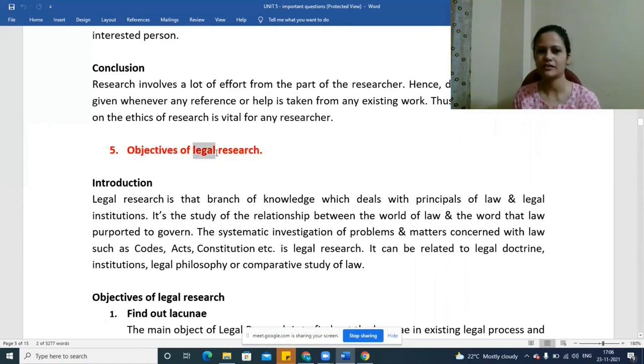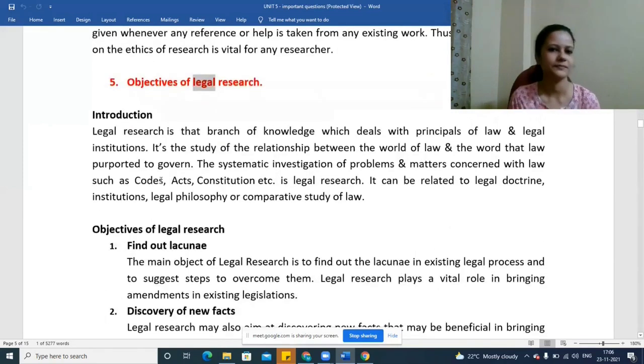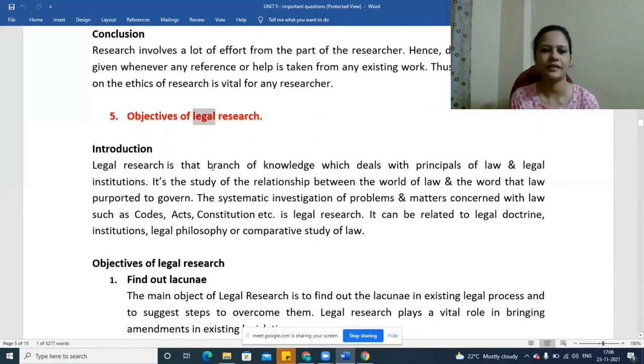When we talk about research in the legal field, what may be the main reasons why people take up research, or how it may help a person, the researcher? That is what we need to understand here. So legal research is nothing but that branch of knowledge which deals with principles of law and legal institutions. It is the study of the relationship between the world of law and the world that law purports to govern. It is what law is all about.